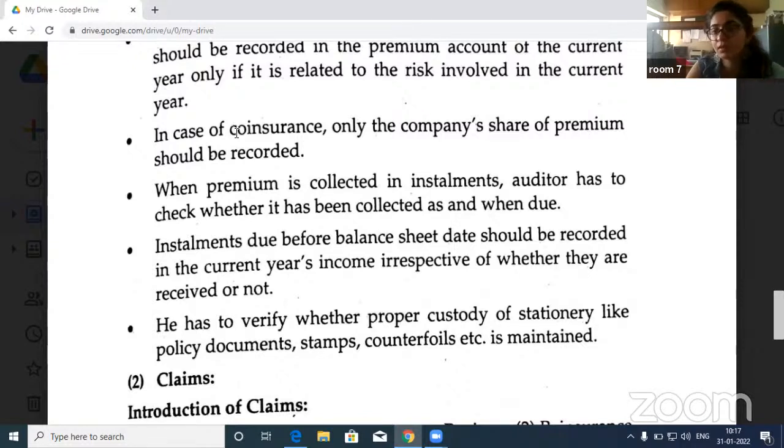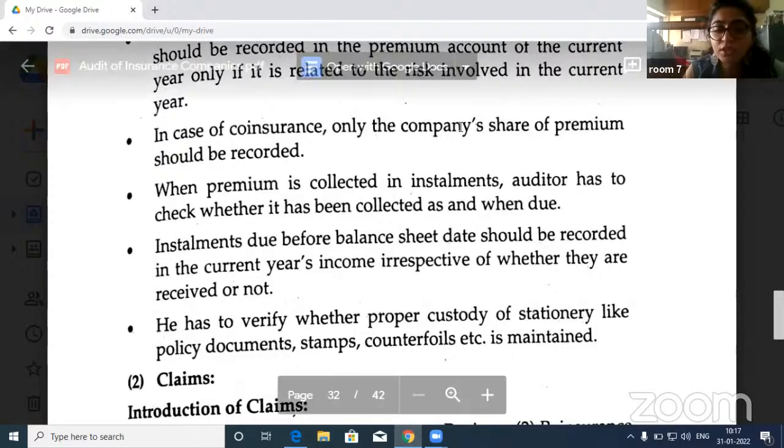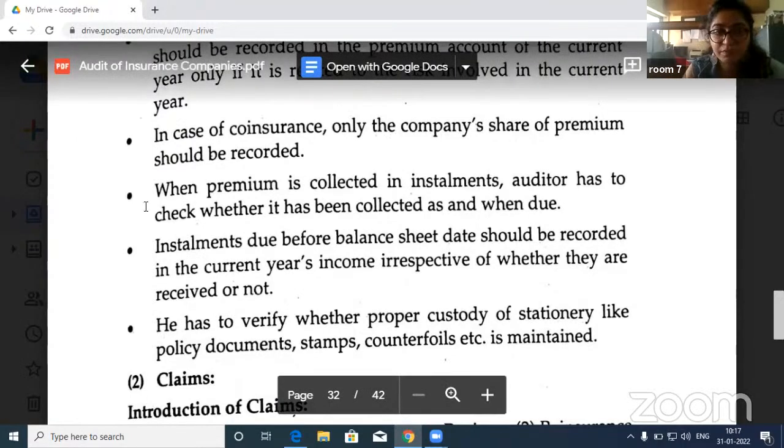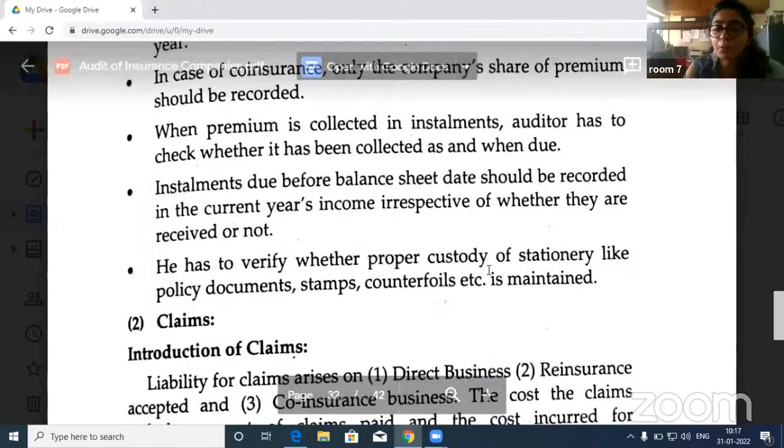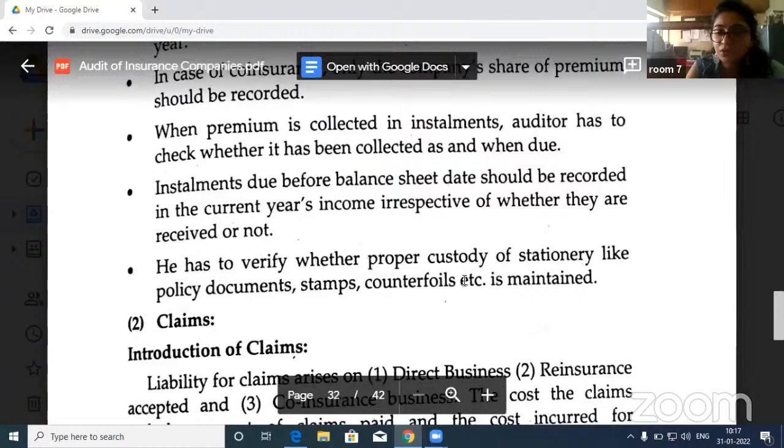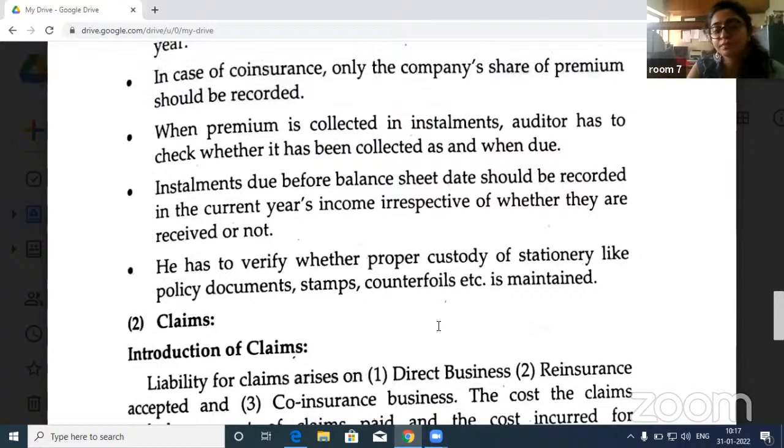Co-insurance, साथ में. Okay, so co-insurance का premium you need to check. When premium is collected in installment, auditor has to check whether all the installments are received on time. Okay, next is he has to verify whether proper custody of stationery like policy documents, stamps, counterfoils are maintained properly.